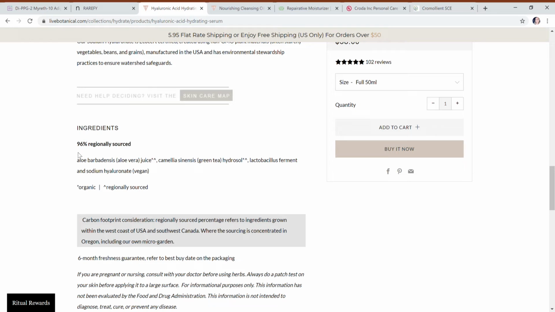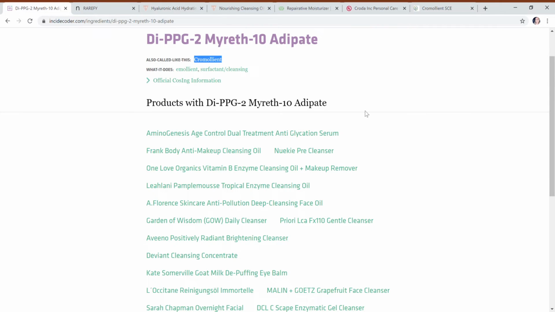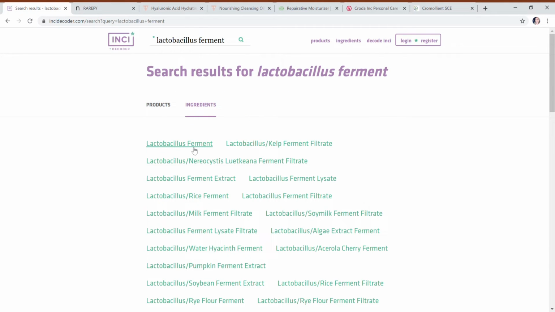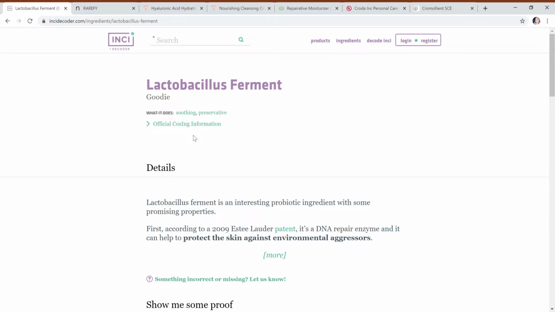Okay, so this is a nice and short ingredient list. First ingredient is aloe vera juice. The second ingredient is their green tea hydrosol made in-house, like it listed above. And this next ingredient here is called lactobacillus ferment. We're going to copy and paste that just in case we don't know what that is. It says it's soothing and also a preservative.